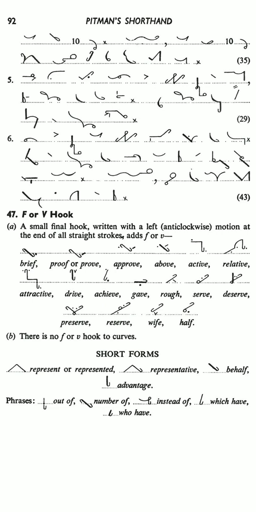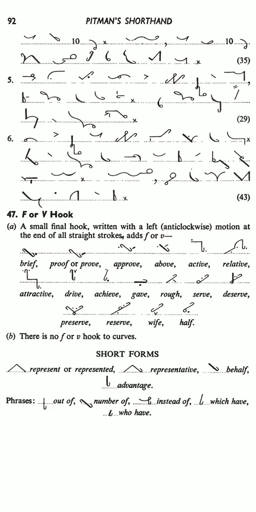Okay, these are the F or V hook with the straight strokes. Next point is there is no F or V hook to curves, because a curve itself has the hook inside. Just now we did it for N, but for F and V, no hook will be made with curves.